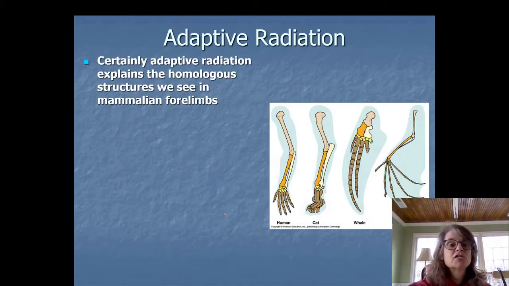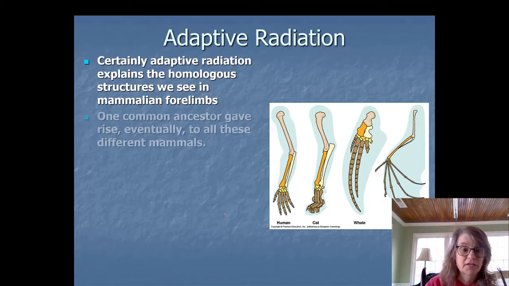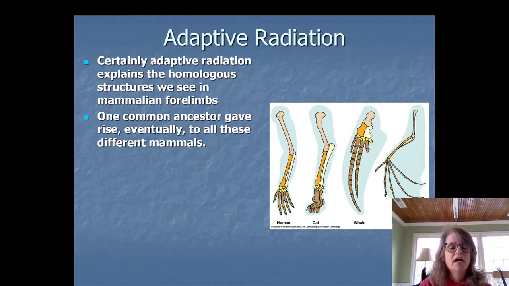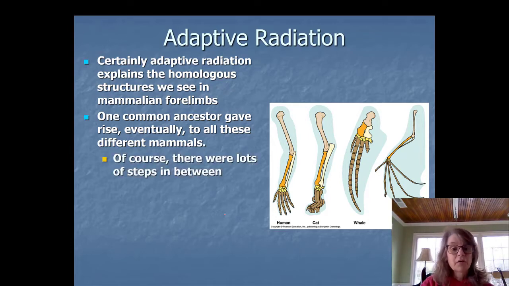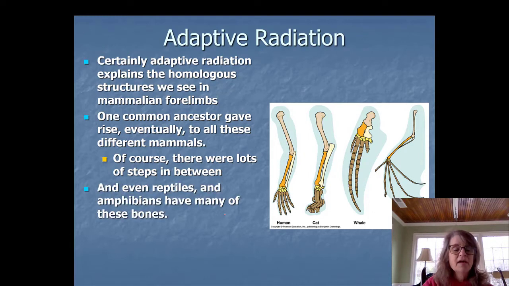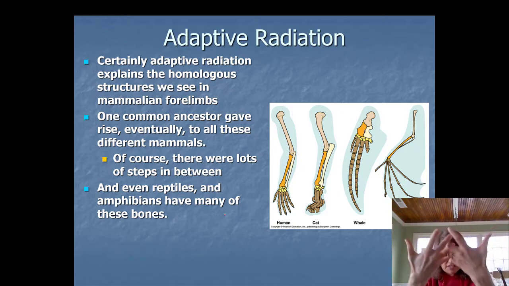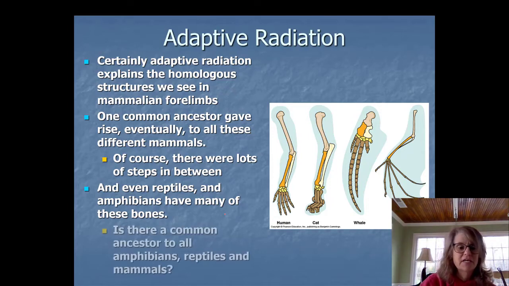Certainly, adaptive radiation explains the homologous structures we are seeing in these mammalian forelimbs. There was some common ancestor that had this bone pattern, and it gave rise to all of these different organisms over a very long period of time. Now, there were lots of steps in between, okay? But keep in mind, even reptiles and amphibians have many of these same bones, suggesting that we share an ancestry going way back into the deep trunk of that vertebrate family tree, going all the way back to amphibians.